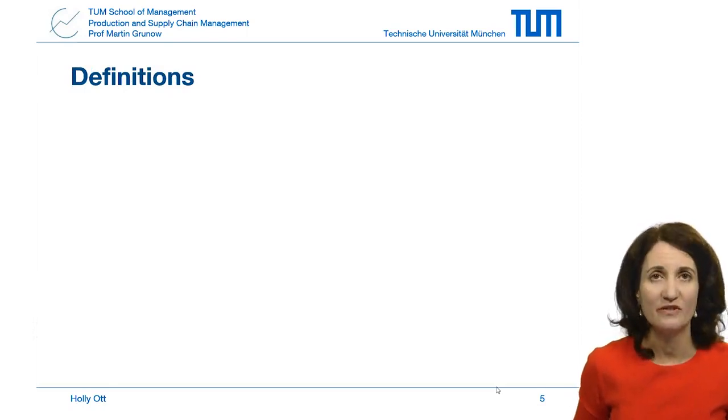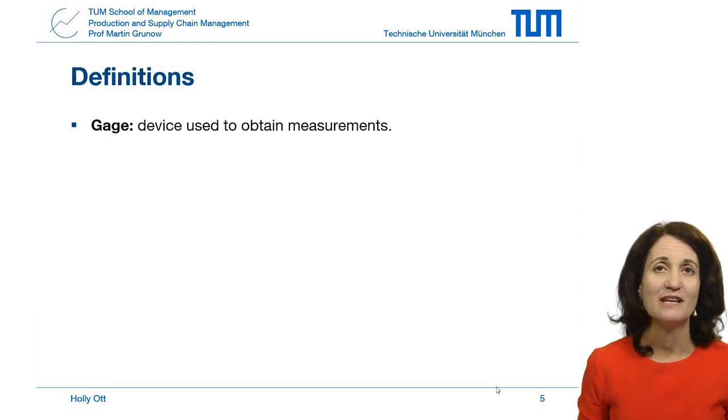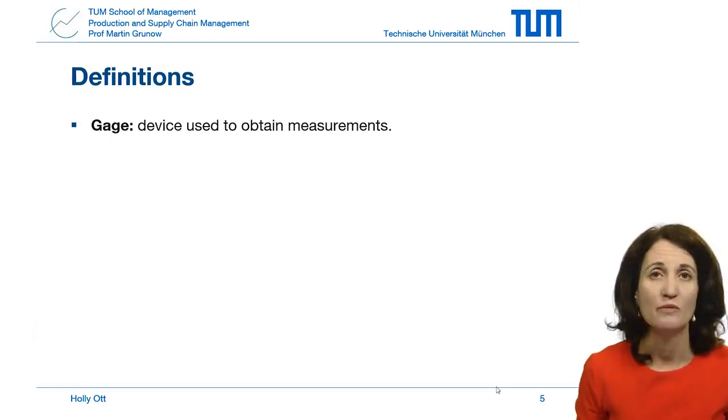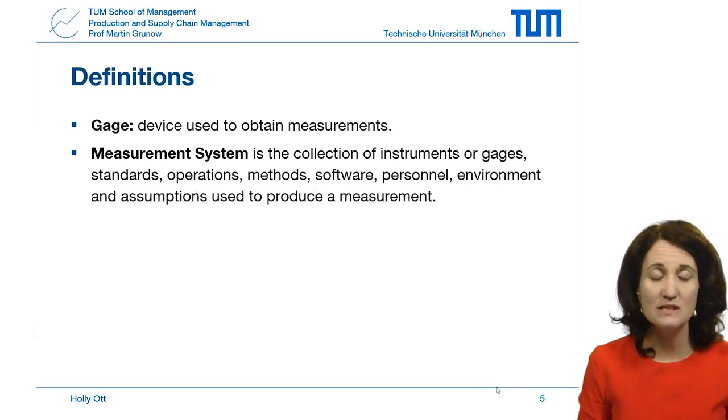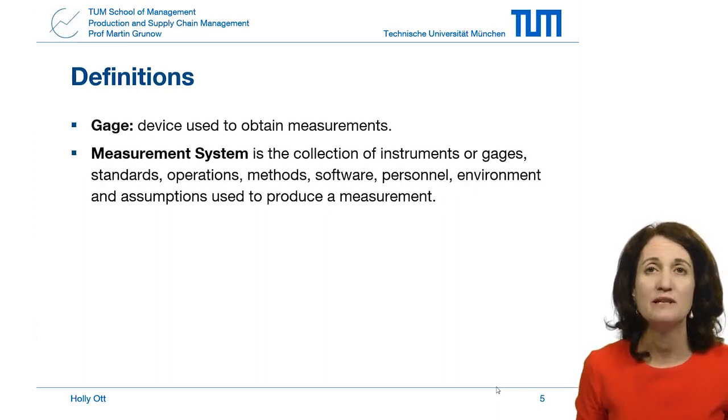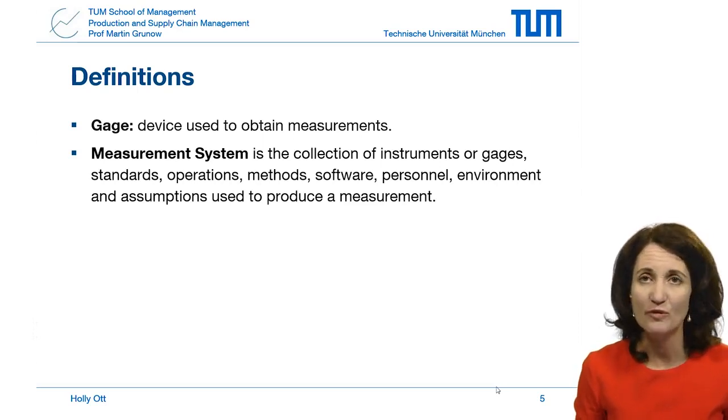First, we need to go through some definitions, though. These you are responsible for. Gauge is any device used to obtain measurements, frequently used to refer specifically to the devices used on the shop floor. Measurement system, as we just said, is the complete process used to obtain measurements. It's the collection of instruments, or gauges, operators, standards, methods, software, personnel, environment, and various assumptions that we've made, everything that's used to produce a measurement.